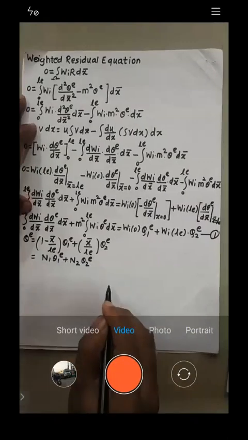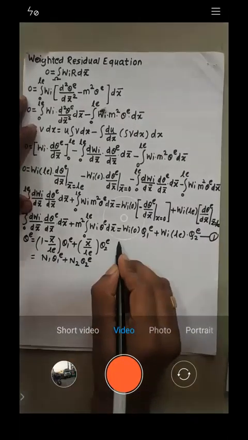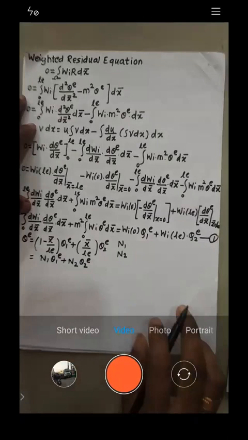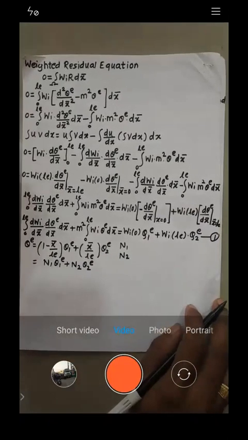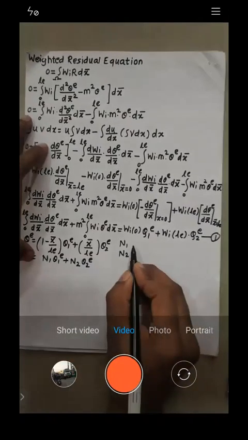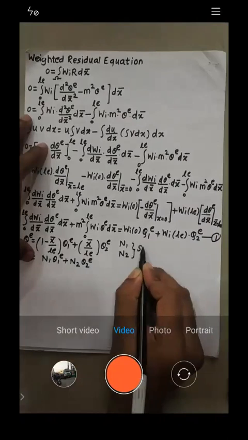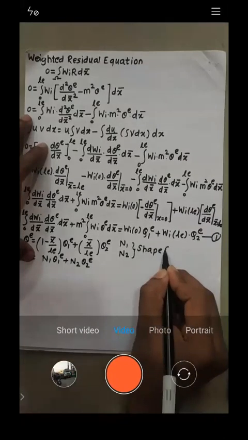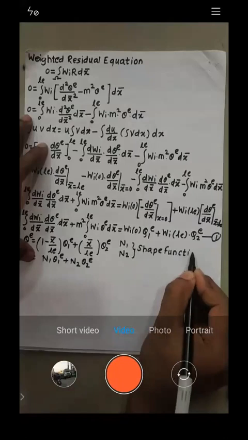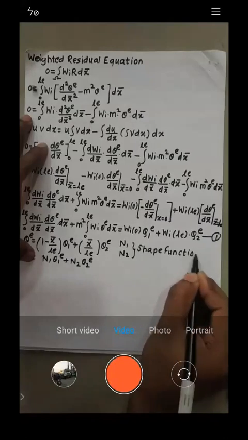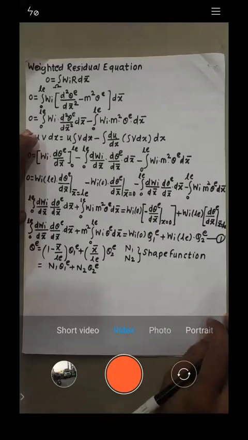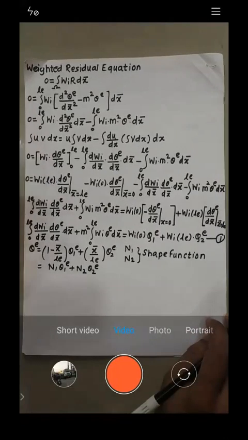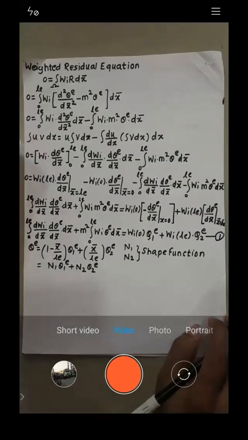Where this N1 and N2, tell me what are N1 and N2? Shape function. Right. Remember, this is shape function. In heat and mass transfer, you learn one term, that is shape factor. That is different. This is shape function. And in FEA, the shape function stands at the core. They are very important as far as FEA is concerned.